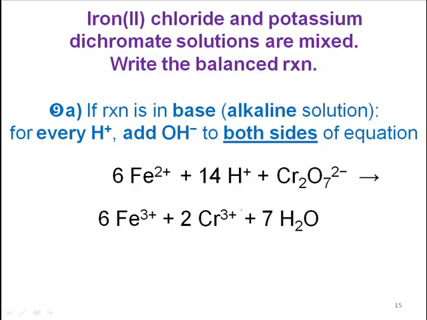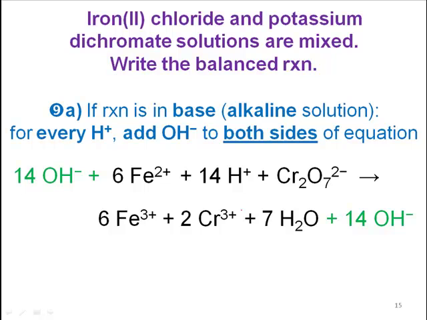So in this one here, it's a basic solution, let's say. So we would have to add an OH to both sides of the equation. How many H pluses do we have on the left? 14. So we add 14 OHs to the left and the right. Now, we added the same thing to both sides of the equation.